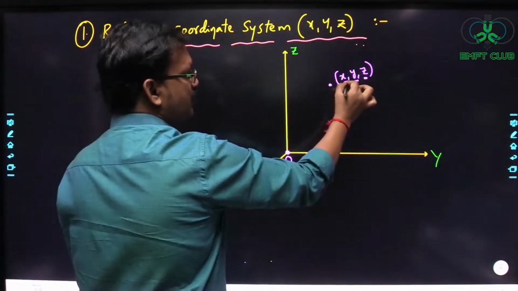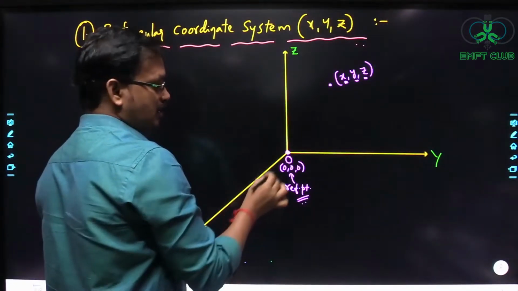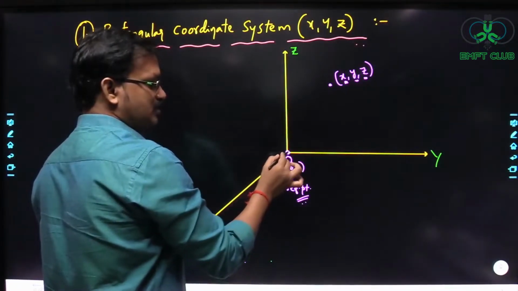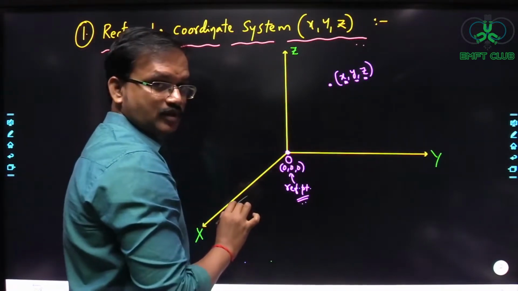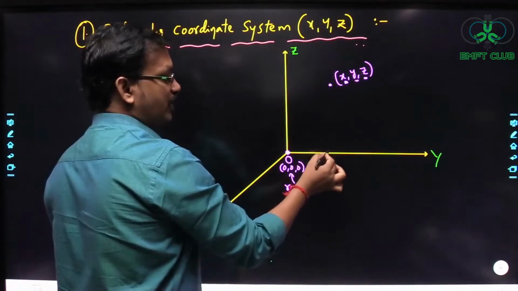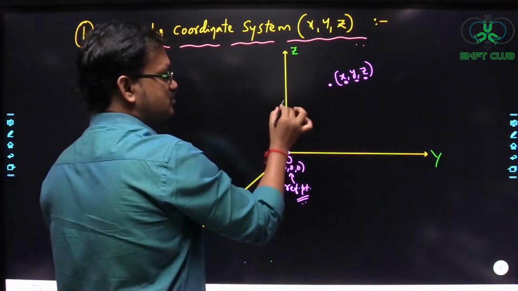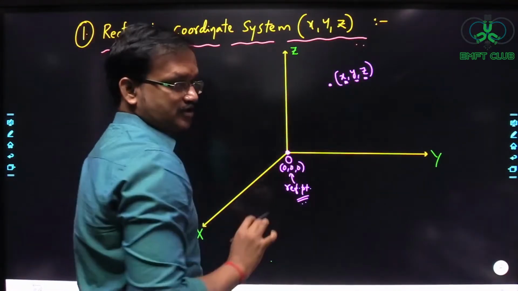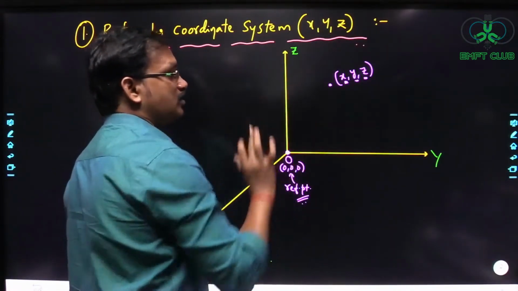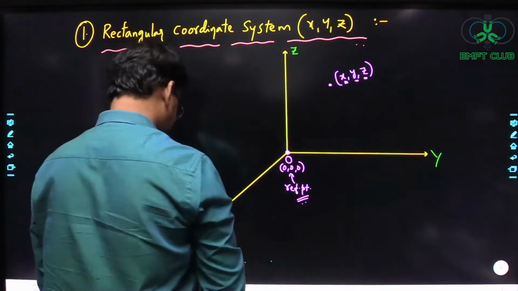So what do we mean by x here? It means that along the x direction, the distance from the origin is x units. Y means the distance from the origin along the y axis is y units. Z means the distance from the origin along the z direction is z units. That's what this point represents. Understood?